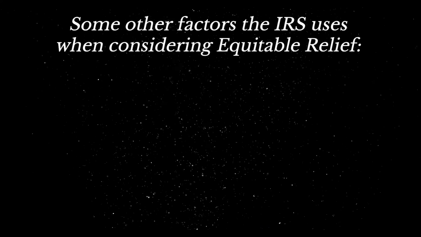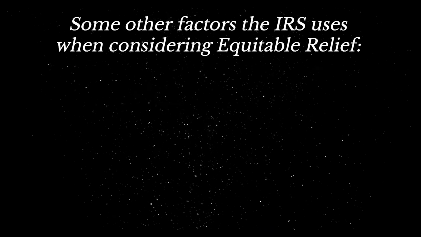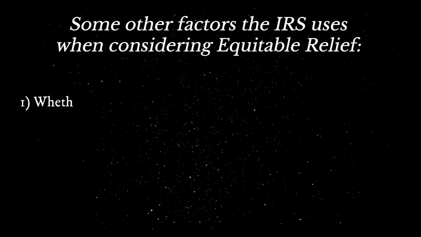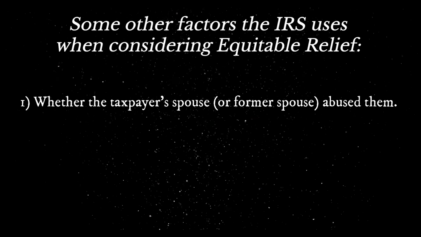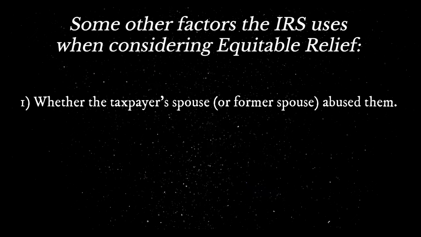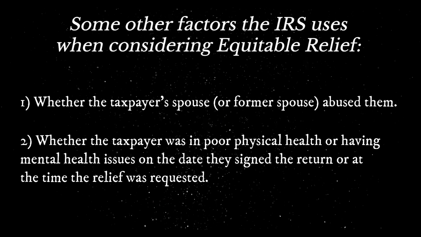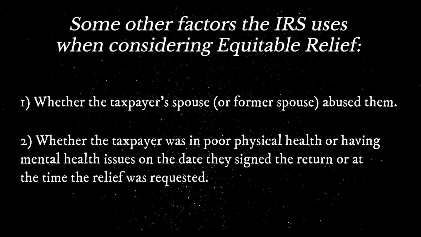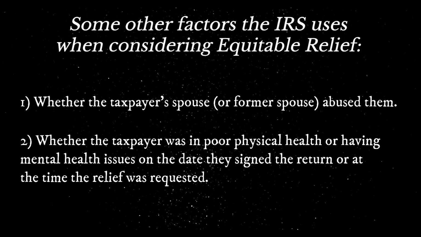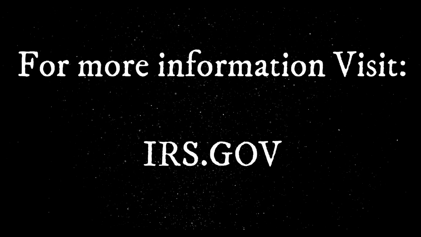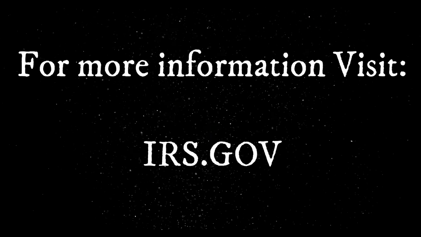Some other factors the IRS uses when considering equitable relief are: one, whether the taxpayer's spouse or former spouse abused them, and whether the taxpayer was in poor physical health or having mental health issues on the date they signed the return or at the time the relief was requested. All the information provided in this video was taken from the IRS website, irs.gov.